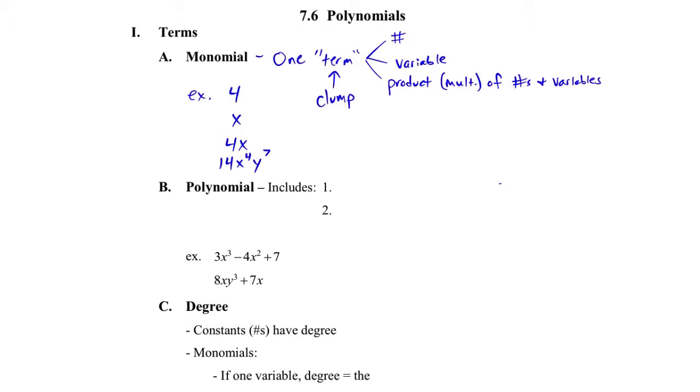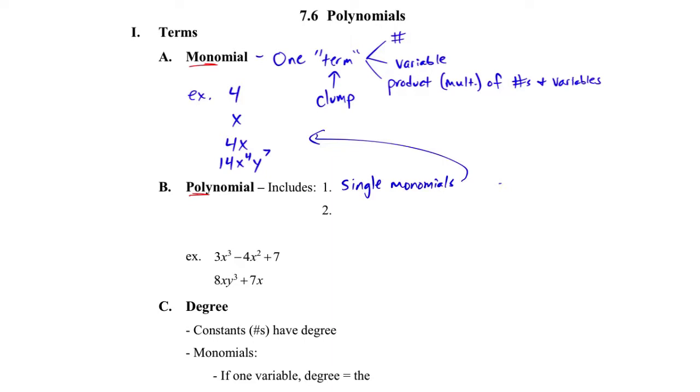So a polynomial then, we said that mono means one. Poly, does anybody know what poly means? Many, nice. So a polynomial then is going to be, well, these two examples down here are polynomials. They're a bunch of monomials, many monomials put together. So it includes, first of all, just single monomials. If you wanted to, you could put a little arrow going to those. So each of those is a monomial, but technically it's also a polynomial.